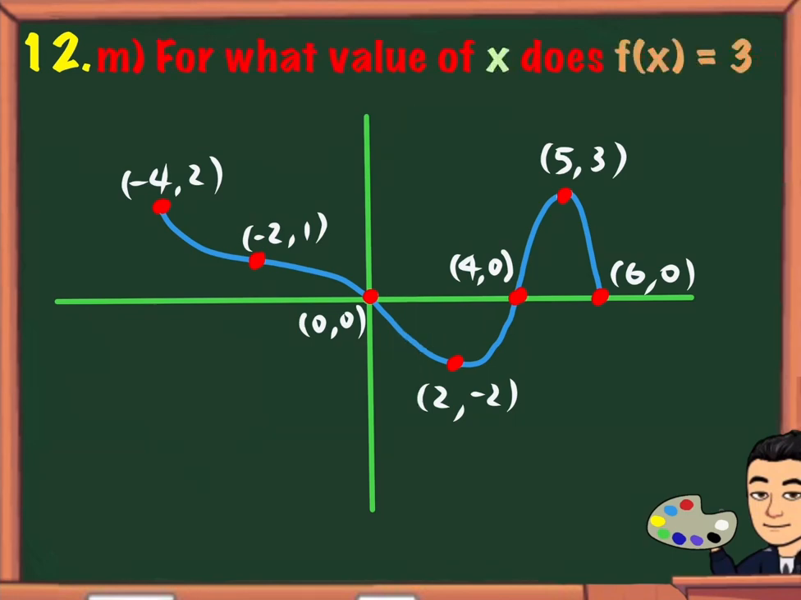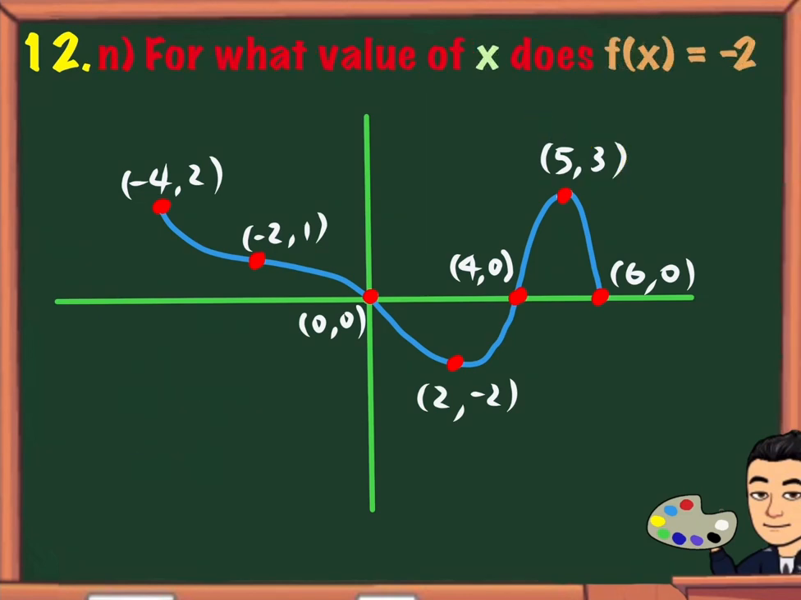For letter M, this is asking what would be the value of x when y equals 3. If you look at it, when y equals 3, x equals 5. So you can say that x equals 5. For letter N, it says the y value equals negative 2. So what does x equal? Here is the negative 2 for the y value, and x equals positive 2.